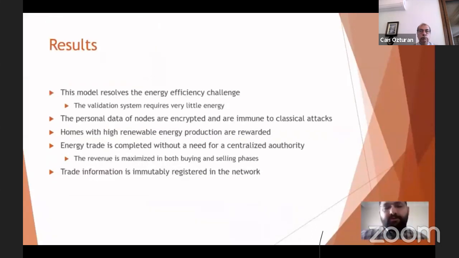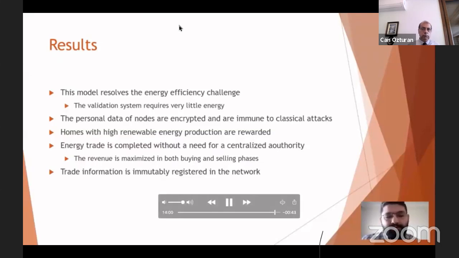Results show that this model resolves the energy efficiency challenge of blockchain energy trade platforms, because the validation system here uses very little energy. It is basically a small encryption and sorting algorithm, but creates a huge output for the network. The personal data of the nodes are all encrypted, and it is immune to non-classical attacks, as PGP keys are not easily solved within a 10-minute period.